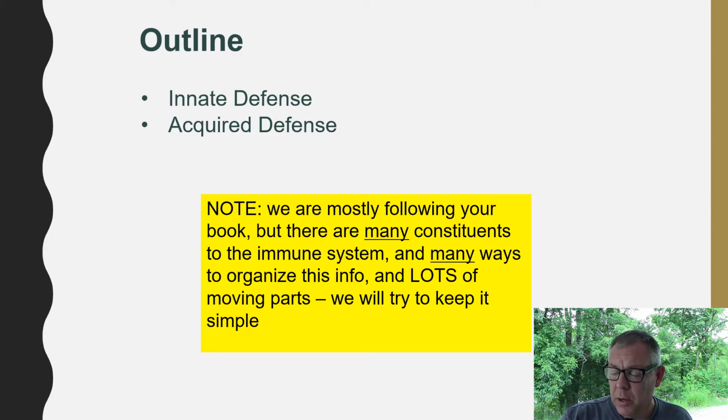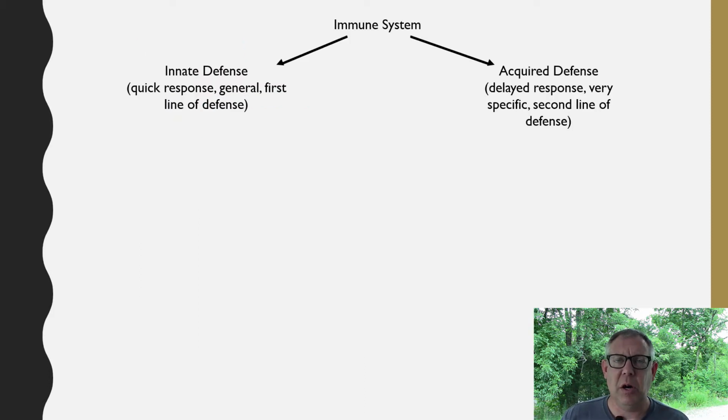But hopefully we'll learn enough to pique your interest and to help you understand some of the basics of the immune system, and specifically we're going to be talking about humans here. Other vertebrates, other organisms have immune systems, but we're going to talk about the human immune system. So like I said, we got two main things we're going to talk about: innate defense and acquired defense.